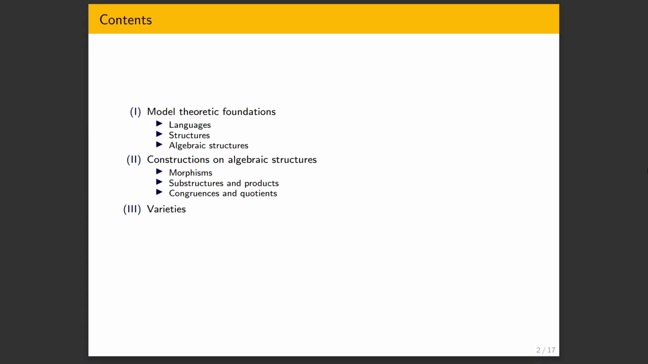So morphisms, substructures, products, congruences, quotients. I mean, those are just rough headers. There's more there. Then varieties, and varieties doesn't refer to the same thing as in algebraic geometry. A variety in universal algebra is sort of something like a category of algebraic structures. I mean, you kind of can think of it this way. Those varieties are the main thing you study in universal algebra. And then we'll look at some toy theorems in the subject that are good to know.